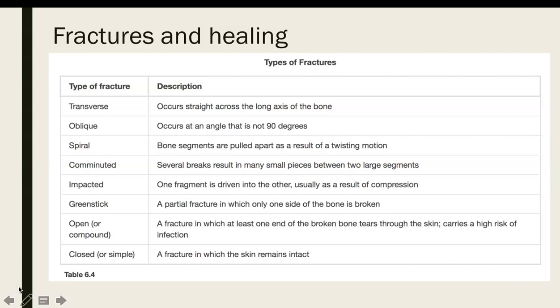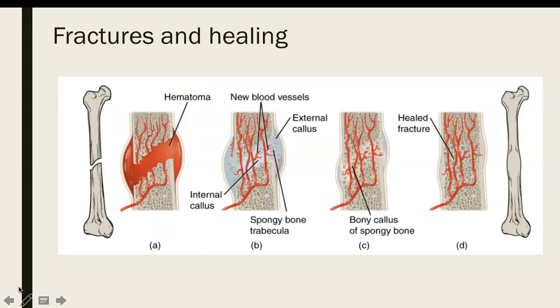But once the two pieces are in alignment with one another, or as close to an alignment as you can get, the body will begin to heal itself. And these are the steps in that process. The first step is basically the formation of a hematoma. And the hematoma is just a clotting.